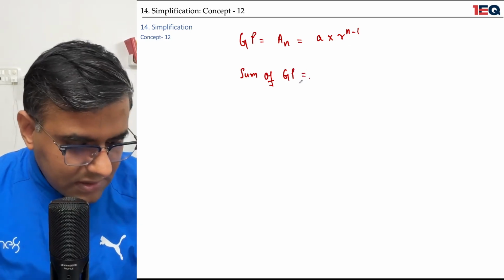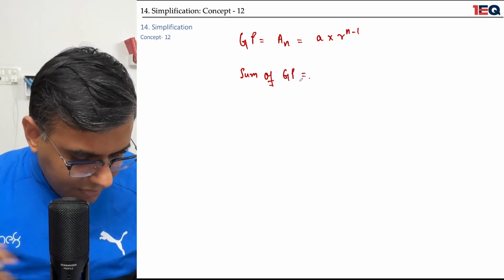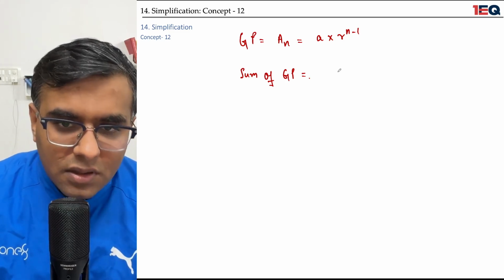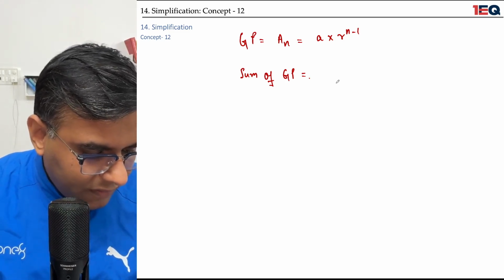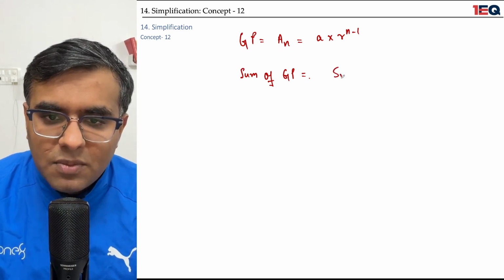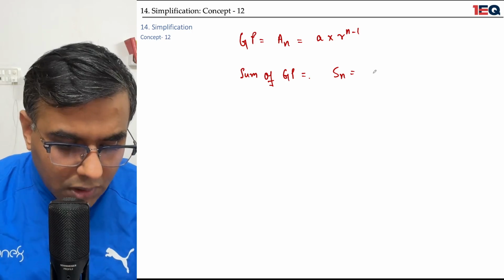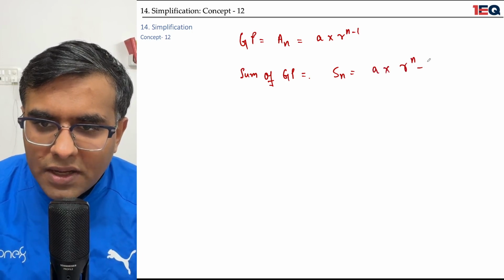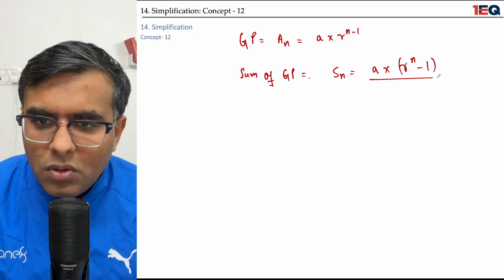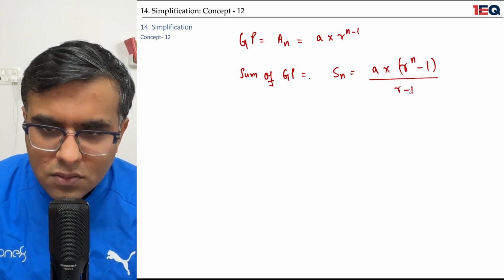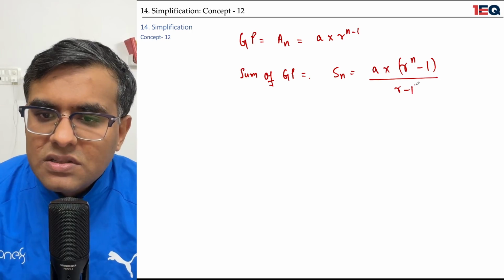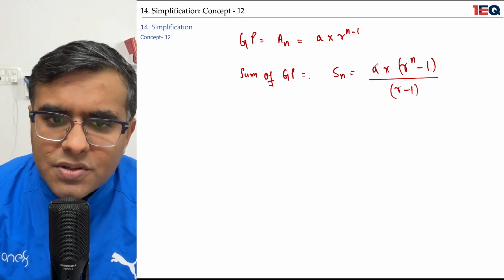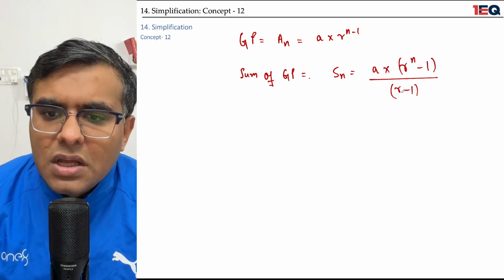The sum of GP is a very interesting concept. Whenever there are terms in a GP, there is a formula that can be employed to find out the sum of GP. The sum of GP is equal to A multiplied by r raised to the power n minus 1 whole upon r minus 1. So this is the standard formula for the sum of GP. R stands for the common ratio, A stands for the first term.